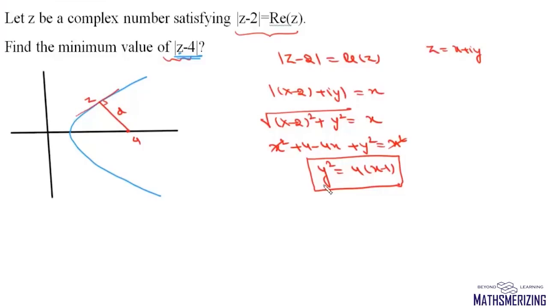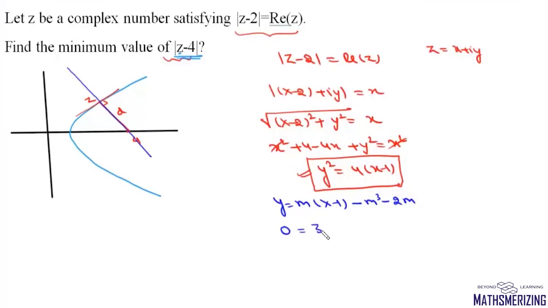So what we'll do is, for this parabola, we'll write the equation of the normal. So for this parabola, the equation of the normal will be y = m(x - 1) - am^3. A in this case is 1. So it will be m^3 - 2m. We need that normal which passes through this point (4, 0). So we'll put y as 0 and x as 4.